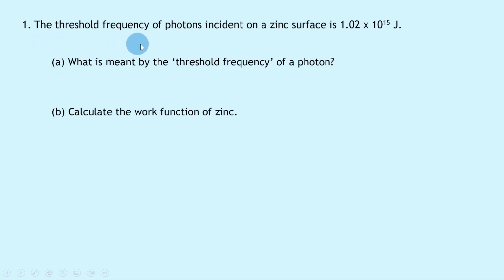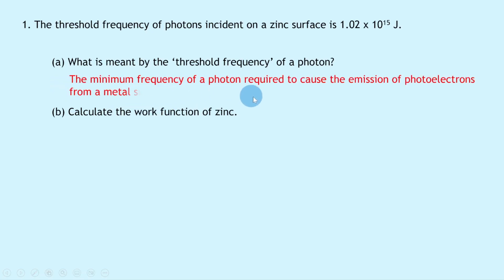So let's get started. Question 1 says the threshold frequency of photons incident on a zinc surface is 1.02 times 10 to the power of 15 joules. Part A says what is meant by the threshold frequency of a photon. Well, remember this is the minimum frequency of a photon required to cause the emission of photoelectrons from a metal surface. And part B says to calculate the work function of zinc.